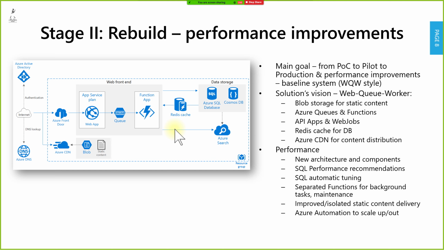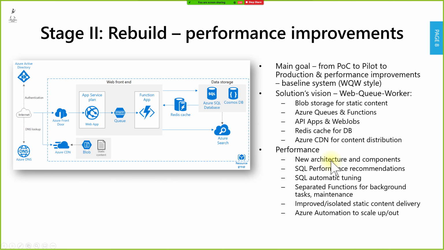So how it works: we will use Blob storage for the static content. We will use Azure Queue and Functions to avoid long-term operations here. We will use the API application or WebJobs if also required. We will use Redis cache, of course. We will use Azure CDN for content distribution.